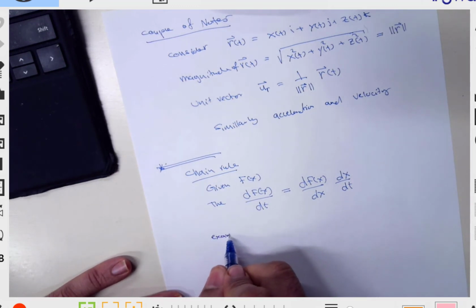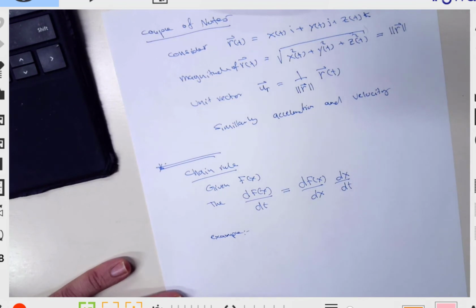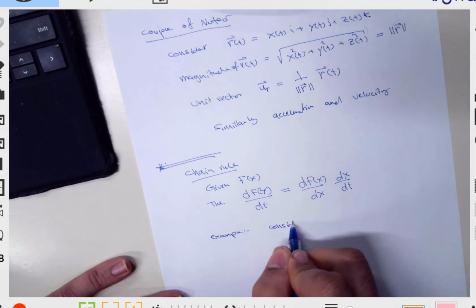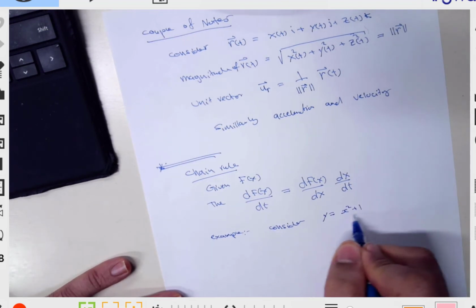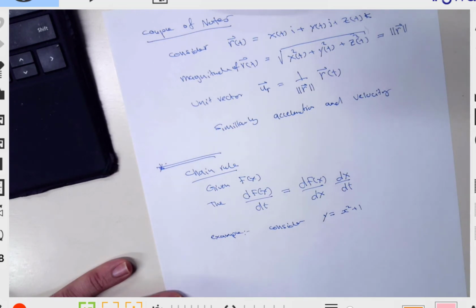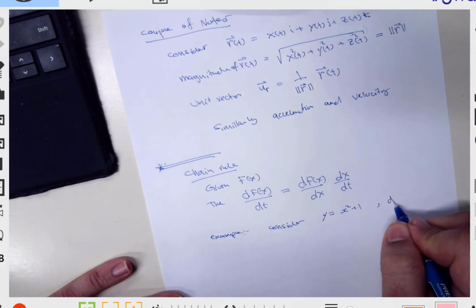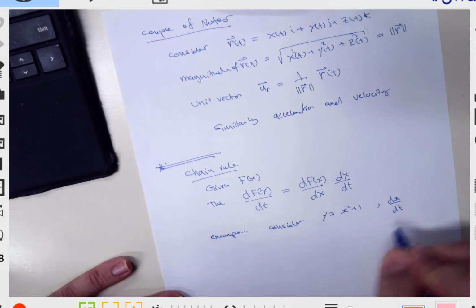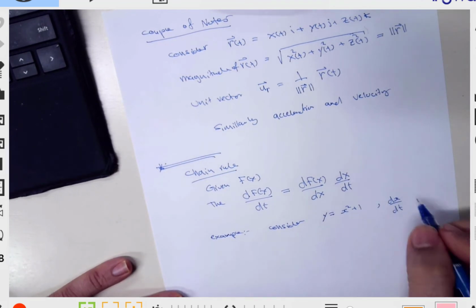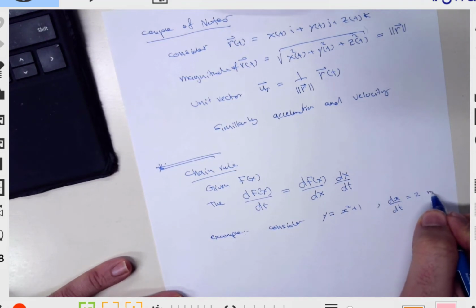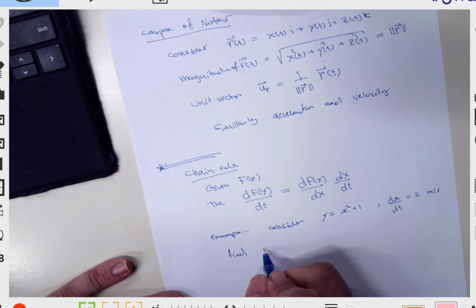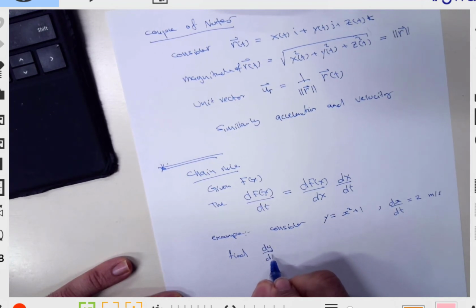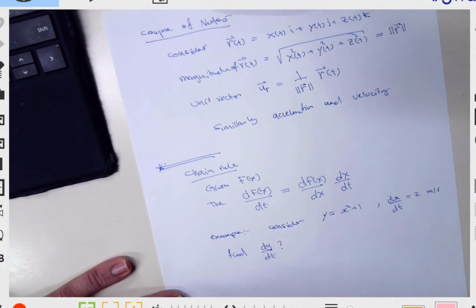Let me give you an example. I will find this very useful. Consider a function equal to x squared plus 1, and this describes the path of a particle. And also consider that we are given the velocity of this particle in the x direction, 2 meters per second, let's say. And I'm asking you to find the velocity of this particle in the y direction.